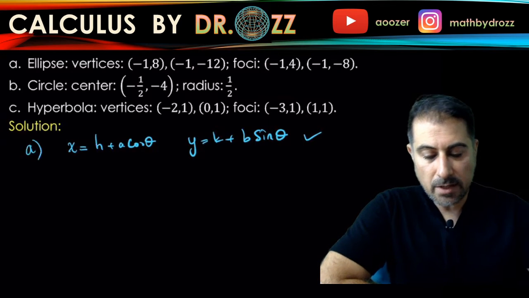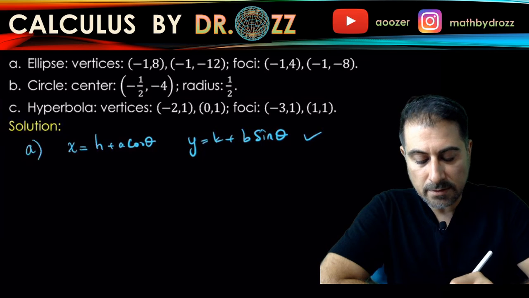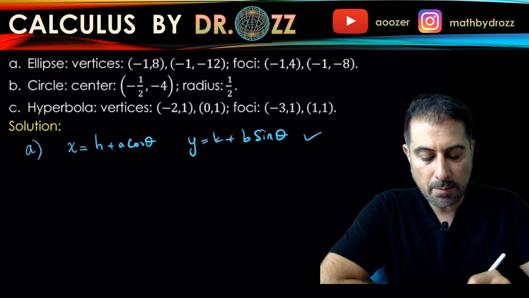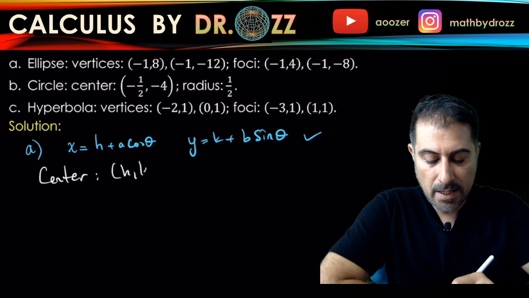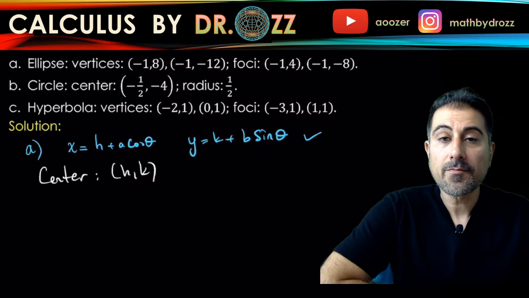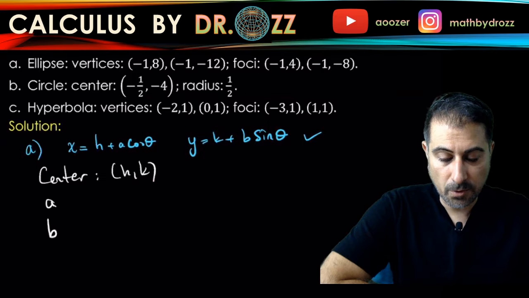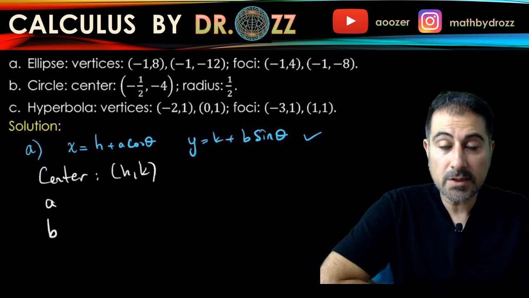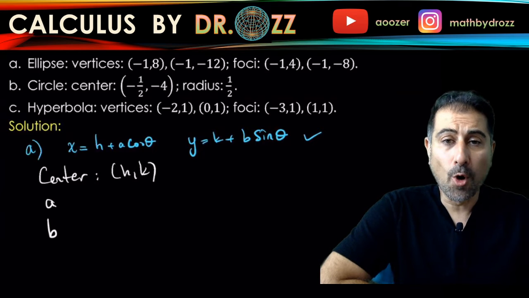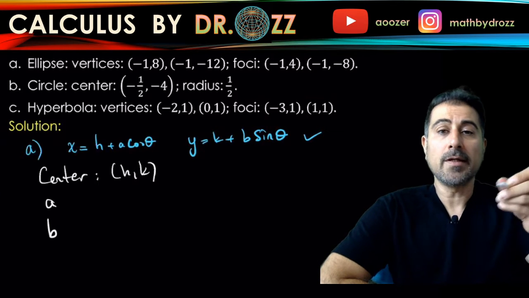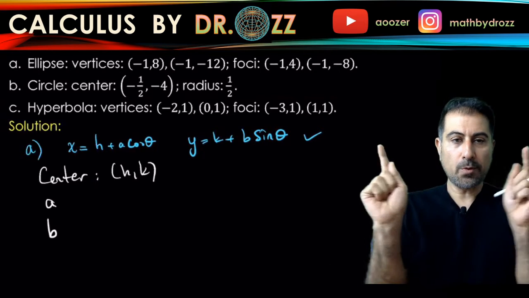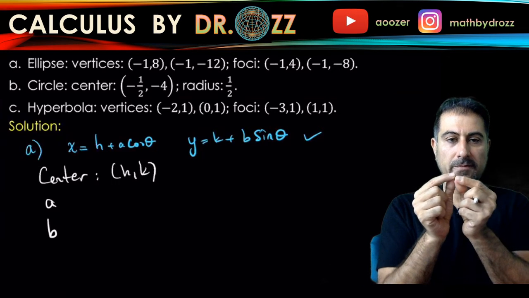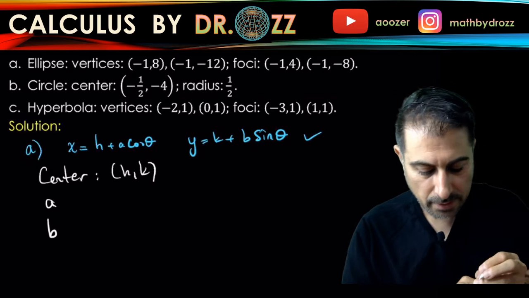And to achieve that goal, we need, first of all, the center, with the coordinates h and k. We need a and b, okay? First of all, we are given two vertices here, so we can go ahead and find the center by checking the midpoint of (-1, 8) and (-1, -12). Again, the midpoint of two vertices is in fact the location of the center.